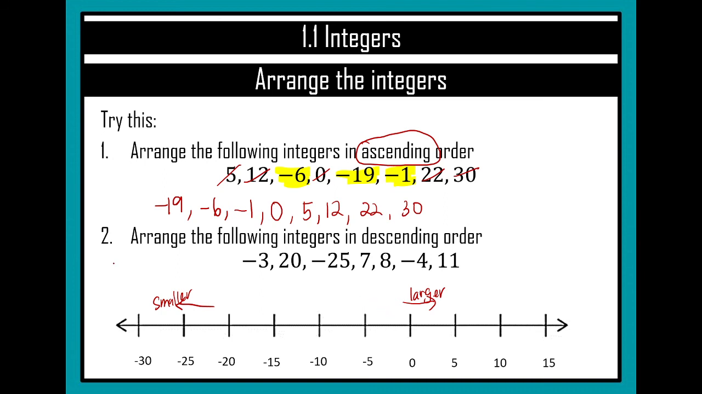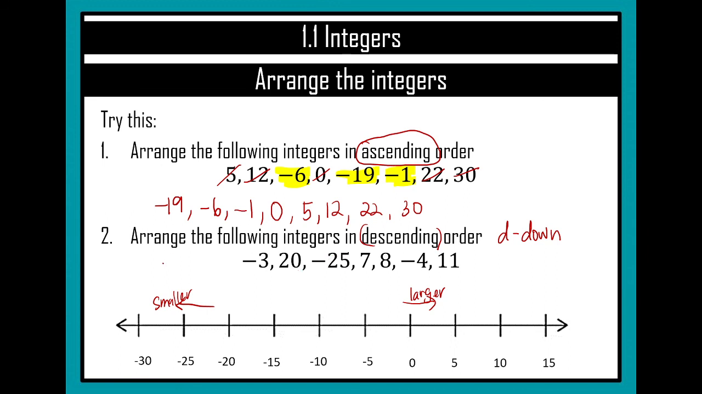We'll look at the second question. Arrange the following integers in descending order. So we have ascending and descending. If you have problems remembering, for descending, D, just remember the word down. Down means it will be from the biggest to the smallest.